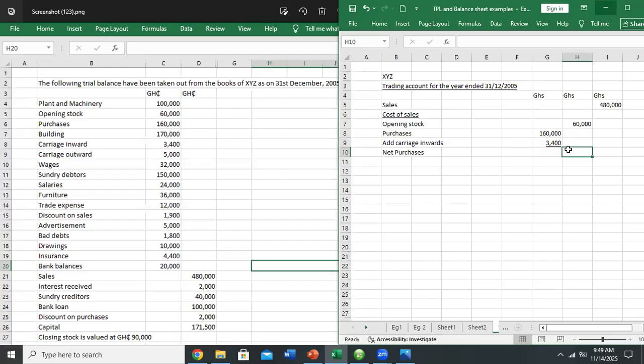Again, I hinted that for a question where your purchases has no return outwards and carriage inwards, then the purchases would have gone straight under the opening stock. So you only come to the first column to look for your net purchases if there are the two items or either of them for you to adjust. Here we added the 3,400 carriage inwards to the 160,000. That will give us 163,400. We now add it to the opening stock.